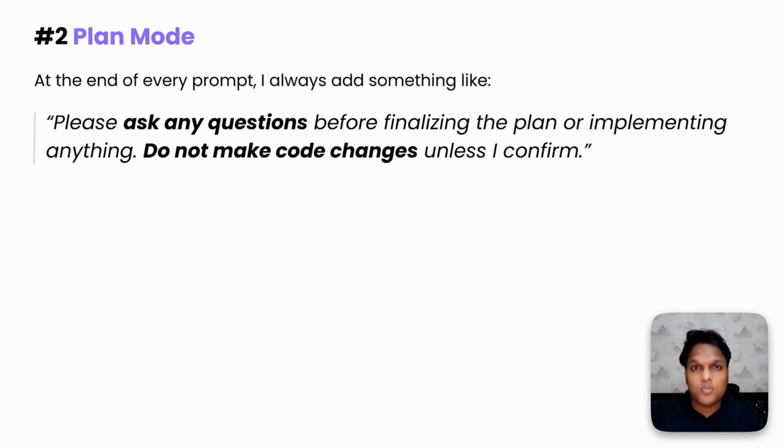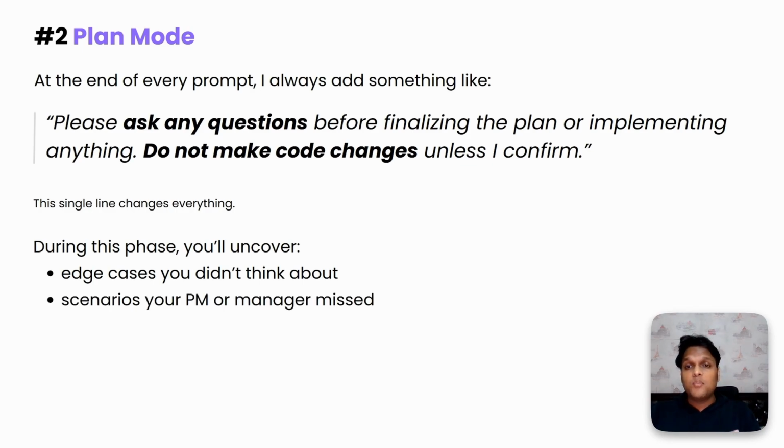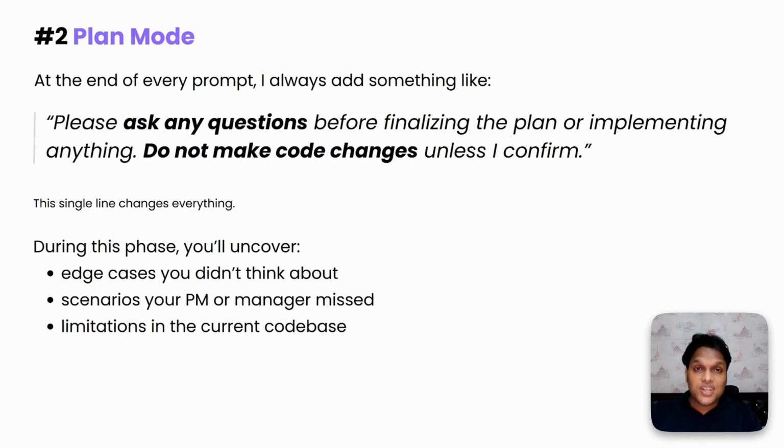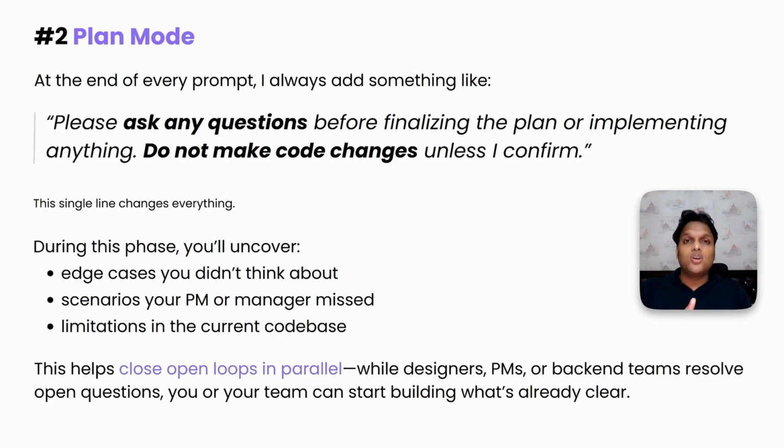So this is the exact prompt I write when I'm in plan mode. This single line changes everything. During this phase, you will uncover edge cases you didn't think about, scenarios your PM or manager missed, limitations in the current code base, because that is where plan mode is very helpful. This helps close open loops in parallel. While designers or PMs or backend teams resolve those open questions, you and your team can actually start building what's clear. So it is very helpful in pre-planning.